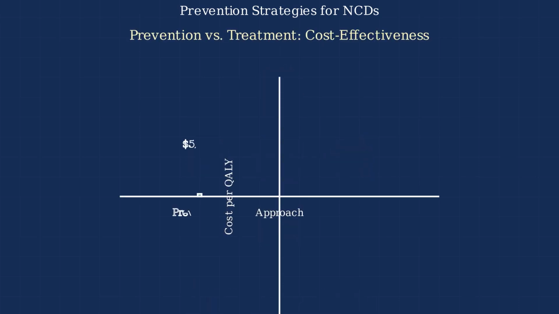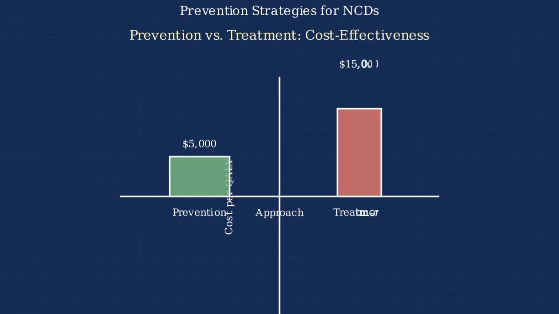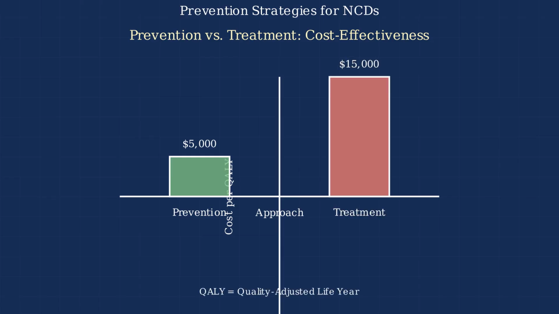Prevention strategies for NCDs are significantly more cost-effective than treatment. On average, prevention interventions cost around $5,000 per quality-adjusted life year gained, compared to $15,000 for treatment. Studies consistently show that prevention strategies are approximately 3 times more cost-effective than treatment approaches for reducing the global burden of non-communicable diseases.